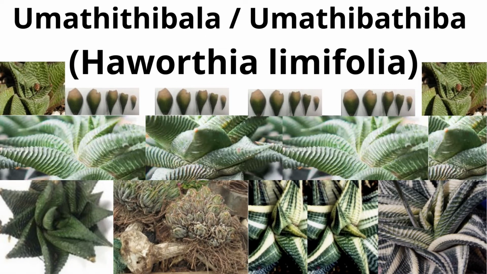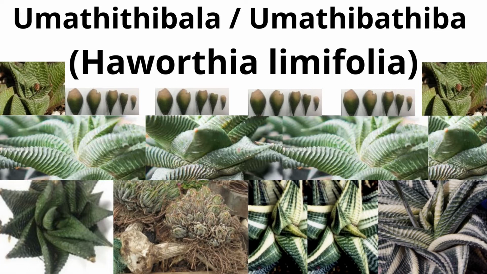Other types of Umathithibala, such as Haworthia coelmanurum, can be found growing in the northern province. Haworthia tessellata and Haworthia arachnoidea are also types of Umathithibala that predominantly grow in Namibia.